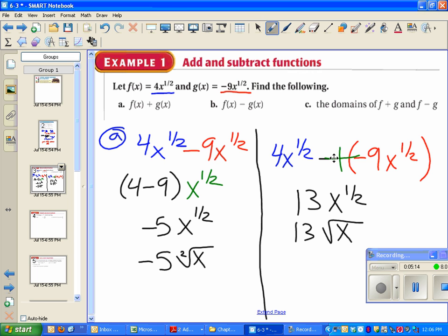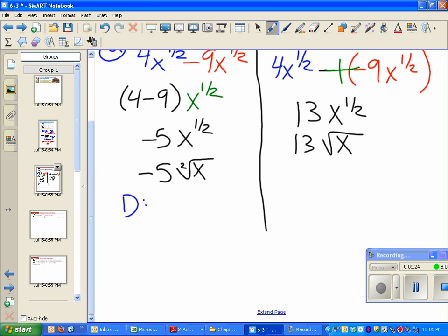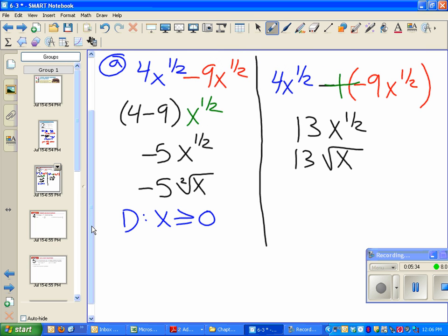So for the domain of this one, to get a real number back, I'm going to plug in a bunch of x's, and since it's a square root, an even index, x would have to be greater than or equal to 0 in order to get a real number back. Nothing with imaginaries. And for this one as well, since this is a square root, the domain would have to be x is greater than or equal to 0. So I could plug 0 in and get a real number back, and anything positive. So that's how you do those examples.